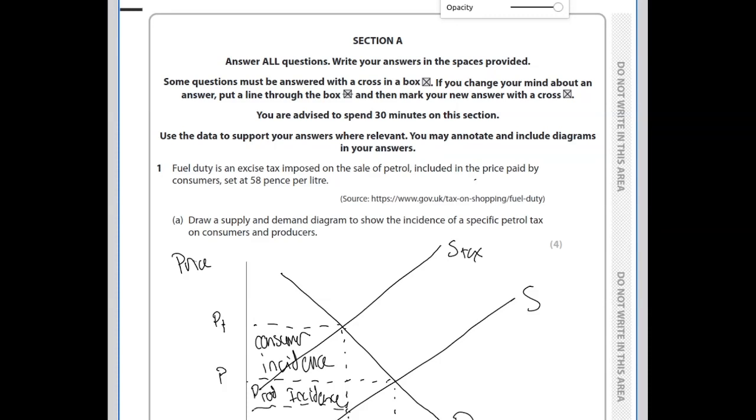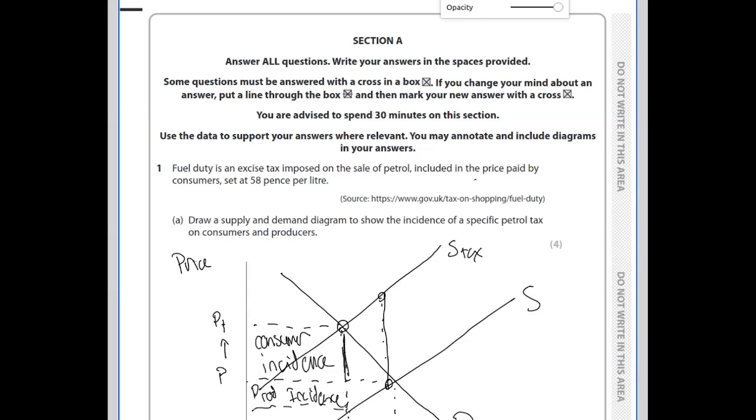And what we do is we basically take the full value of the tax, which is this gap here that we're adding to the supply curve, is the amount we're applying as a tax. This gap here is the change in price that results from that tax. So we go from the old equilibrium, which is our previous P, up to a new P as a result of the tax being imposed.